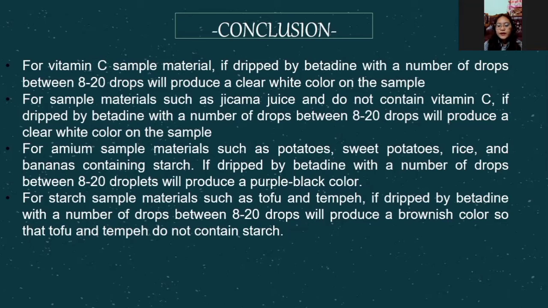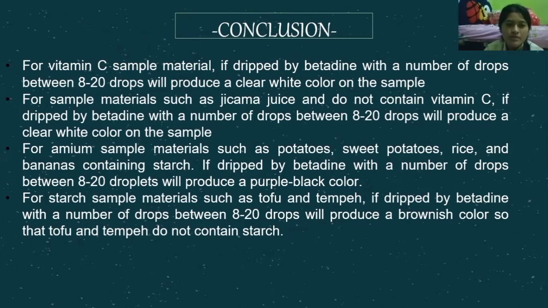Putri will explain about our discussion. Okay, next, conclusion. 1. For vitamin C sample materials, if dropped with betadine with a number of drops between 8 and 24, they will produce a clear white color on the sample.